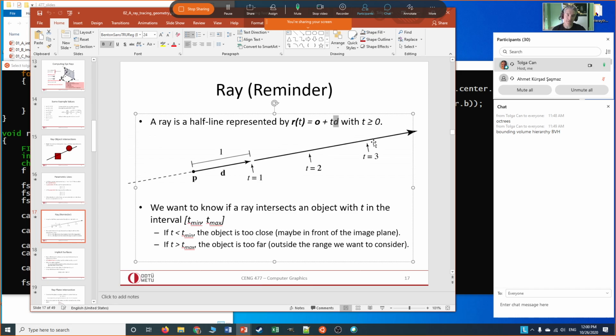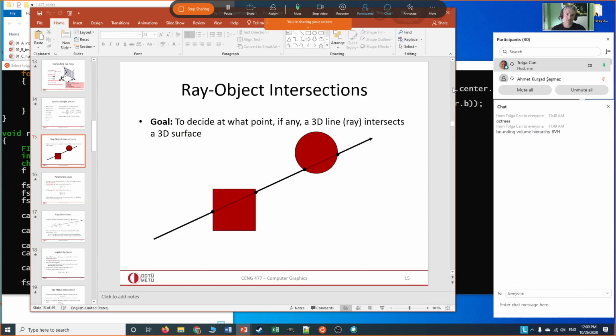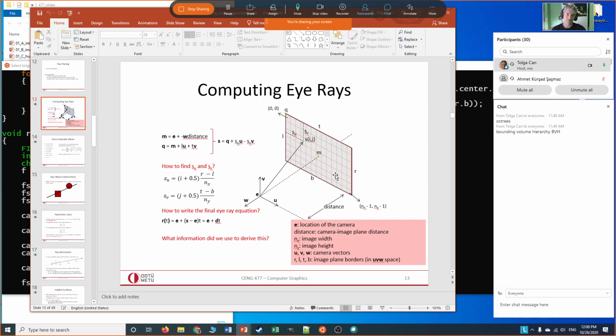So this is really critical. For example, if you normalize this s minus e vector, look at this d vector here. If you try to say, okay, I want to have my ray equation, but I want to normalize the direction vector, you may be in trouble in terms of determining whether an object is in front of the image plane or not.